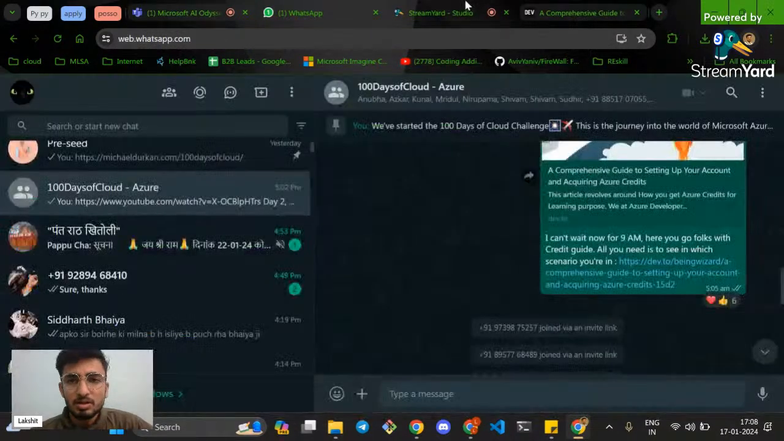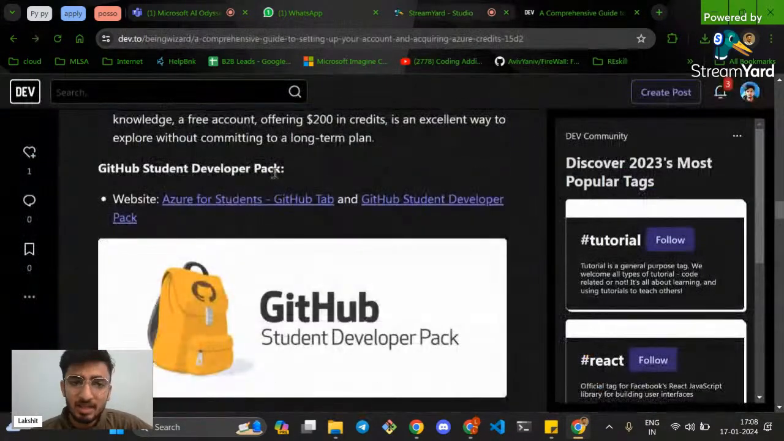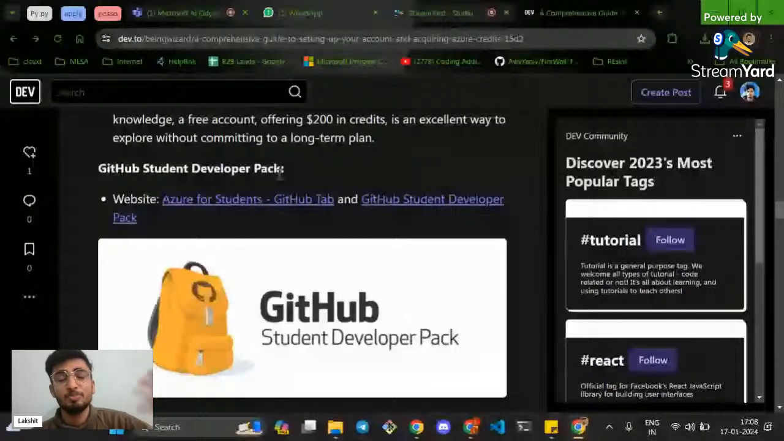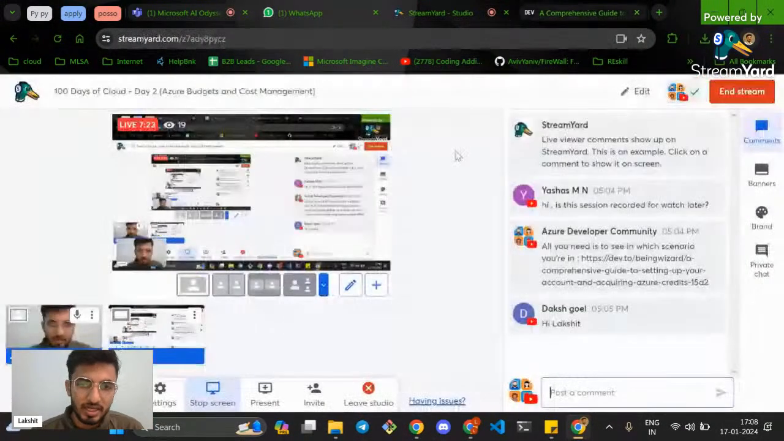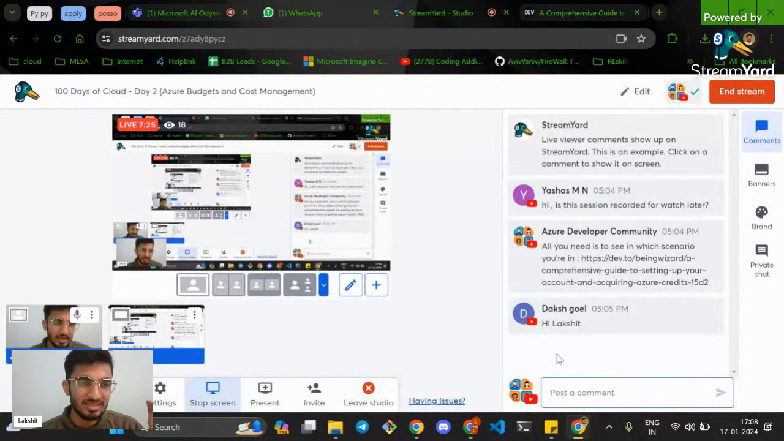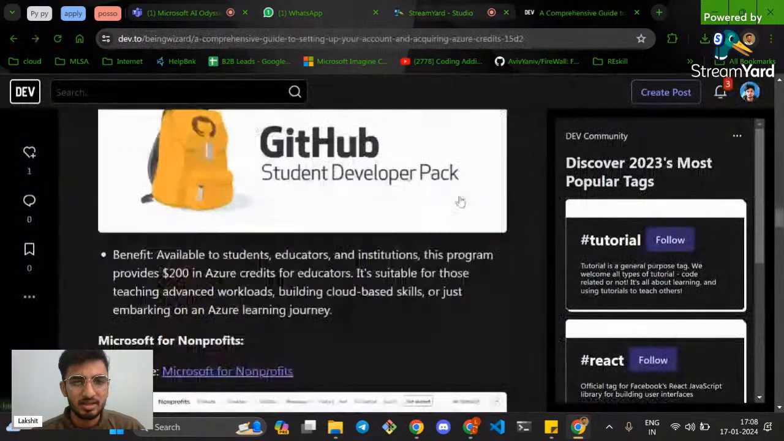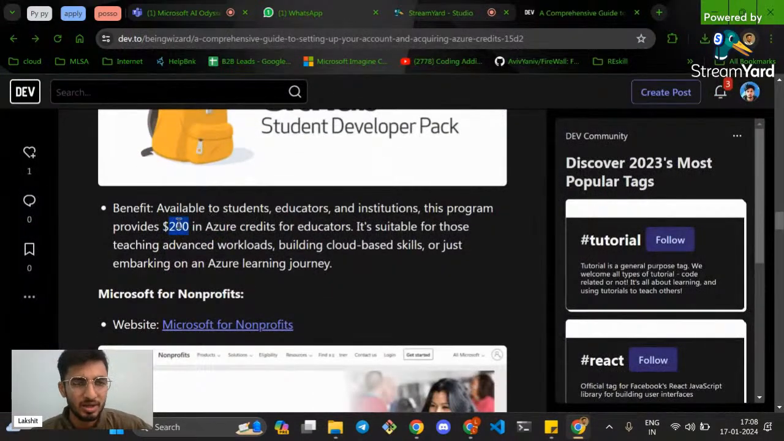So I was talking about this. Then there is the GitHub Student Developer Pack. Again, this is specifically for students. If you are a student who doesn't have a college ID, the GitHub Student Developer Pack doesn't require one. All you need is one ID card, and that's it. With the GitHub Student Developer Pack, you get $200 credits.